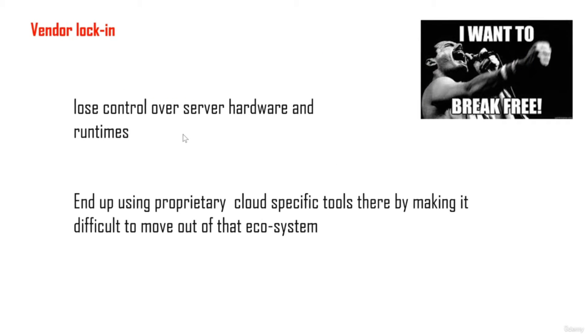Another disadvantage of using serverless is that you have lost control over your hardware and the runtime. What eventually happens is that you end up using other proprietary cloud-specific tools that make it difficult for you to move out of that particular ecosystem. Let's assume that you've created a Lambda application. Now you would want a trigger like an S3 bucket or an SQS or an SNS, so you would use that. You would also use other services like EC2, an Aurora database, etc., to make a complete application out of your Lambda. Once you have done that, you've basically created an application which uses proprietary cloud-specific tools for AWS. And once you've done that, it's next to impossible for you to change from AWS to, let's say, GCP or Azure. So this is something that you have to be aware of.